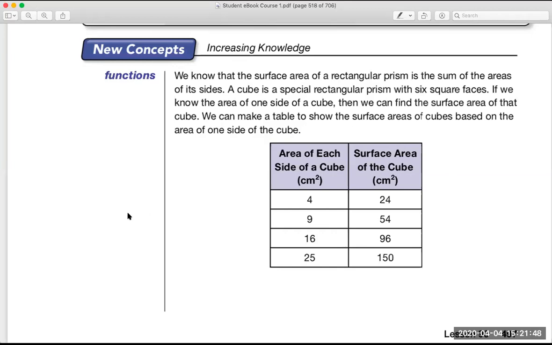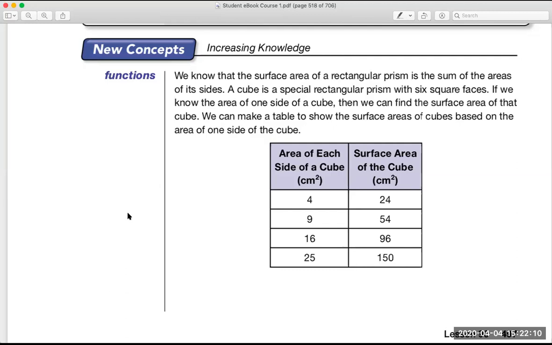And if we know the area of one of those sides, then we can find the surface area of that cube on all sides. Because all you need to do is take the area of the one side and multiply it times 6 so that you can find out the surface area of all six sides.